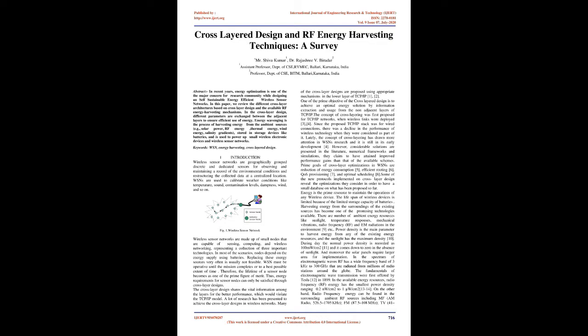1. Introduction. Wireless sensor networks are geographically grouped discrete and dedicated sensors for observing and maintaining a record of the environmental conditions and restructuring the collected data at a centralized location. WSNs are used to calibrate weather conditions like temperature, sound, contamination levels, dampness, wind, and so on. Wireless sensor networks are made up of small nodes that are capable of sensing, computing, and wireless networking, representing a collection of 3 important technologies.